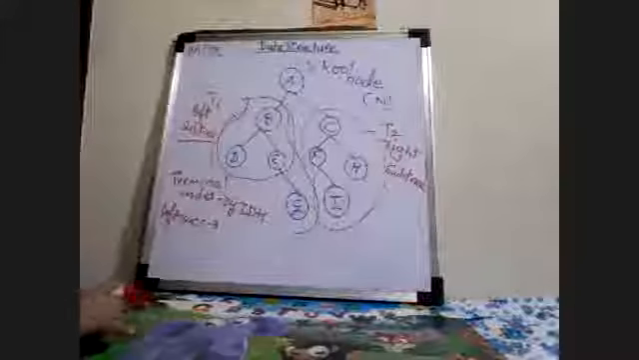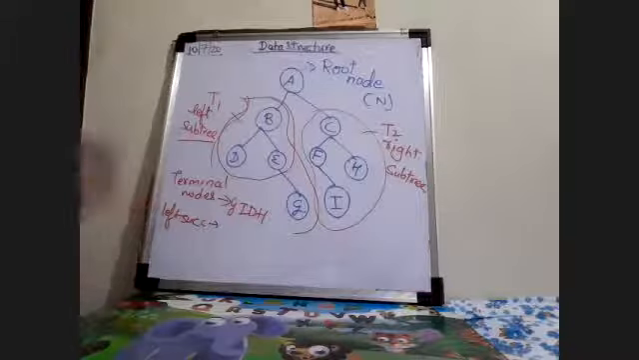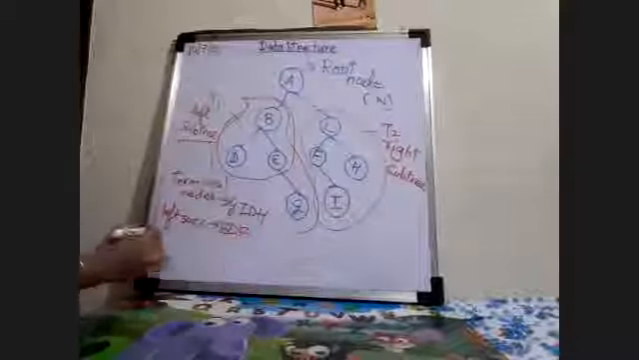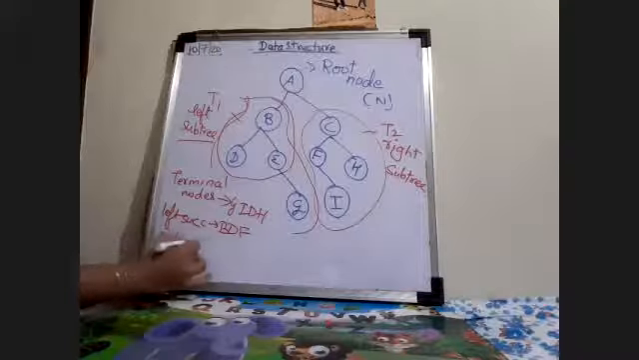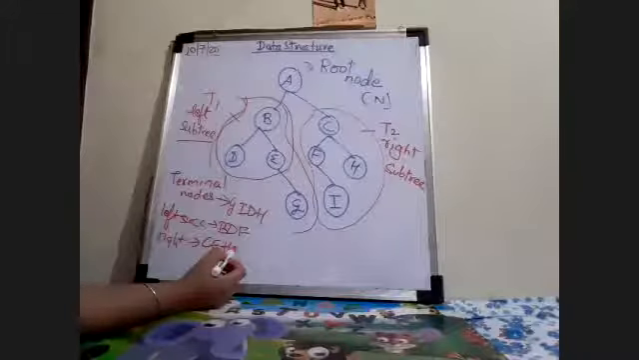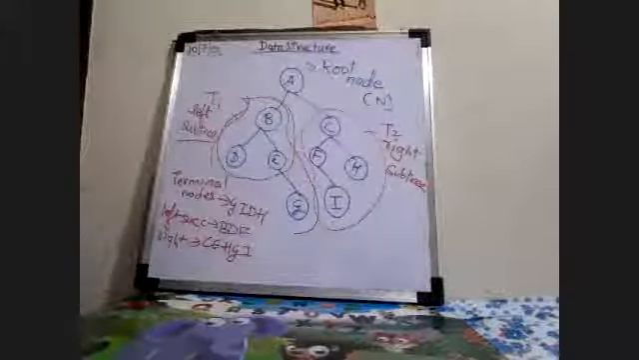Anyone can tell me how many left successors I have? 3. D, C, D, F. D, F. That's all. Okay. And right successors? C, E, H. C, E, H and G. G, I. G and I. Okay.